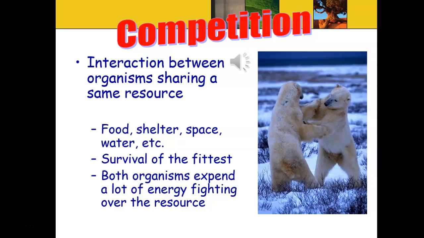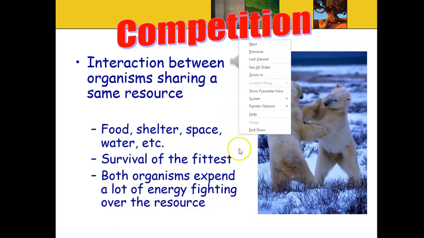Food, shelter, space, water are all things that organisms compete for. Survival of the fittest is just, again, the idea that those that are able to get the resources they need are able to survive. If they're surviving, they're reproducing, they're passing on their genes and their genetic information to other generations, and the population and the species can continue to thrive. Those that can't won't survive, won't reproduce, and eventually could find themselves in a situation of becoming endangered or extinct.